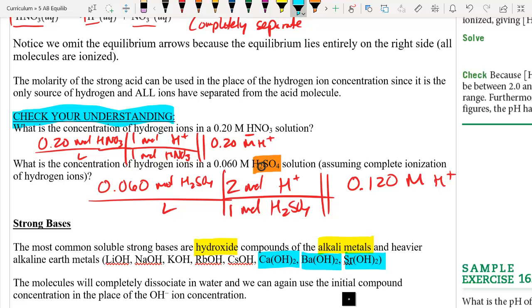One thing to pay attention to is that with the calcium, barium, and strontium, these are sparingly soluble. So what does dissolve in water is going to fully separate. However, if you have a solid sample, a very large amount of solid, not all of that solid is going to dissolve.